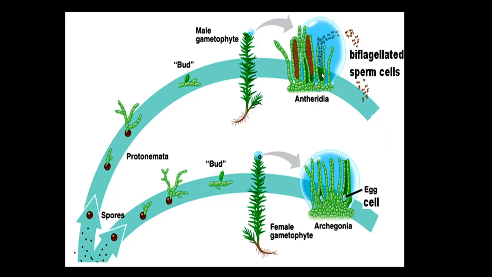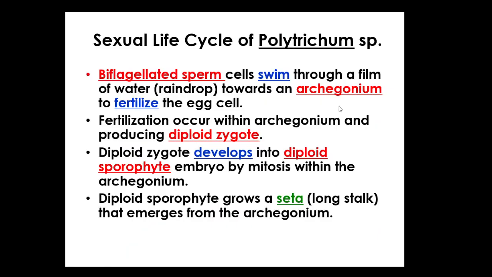When the sperm cells are mature enough, they're going to swim out. And these egg cells have an opening at the top of their archegonia. Those sperm cells will swim in here and develop the new sporophyte from here. Okay, this is what I was talking about.